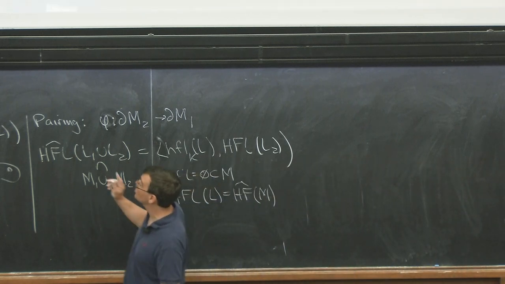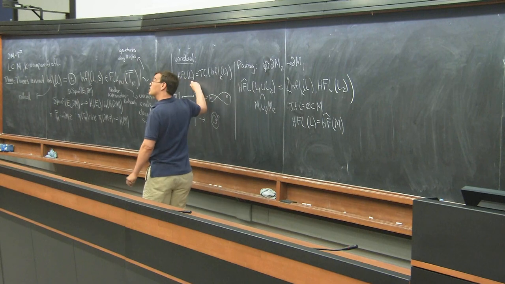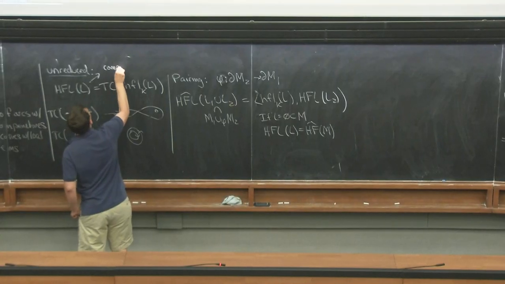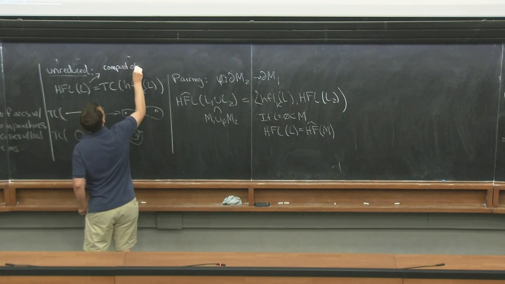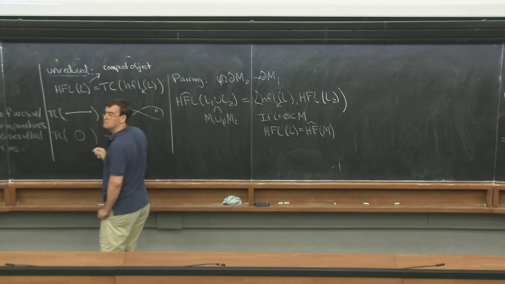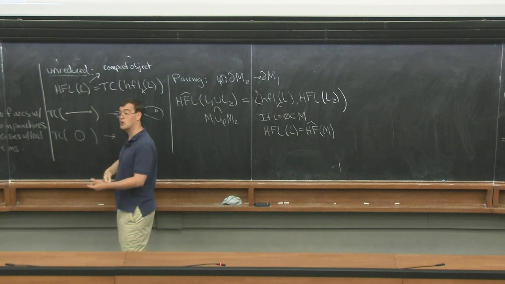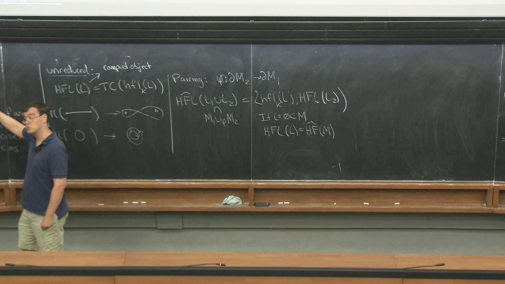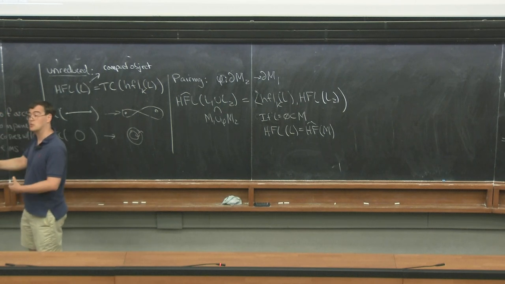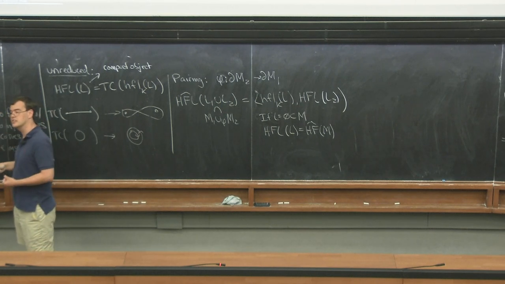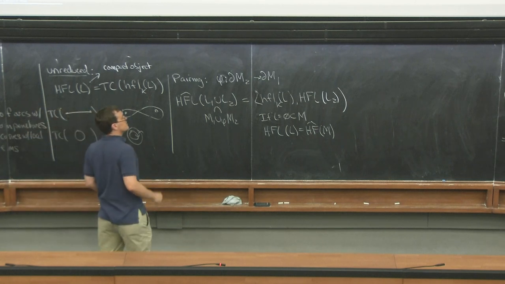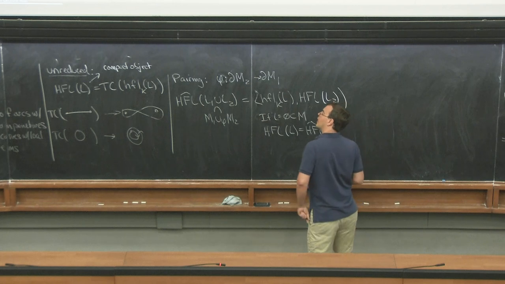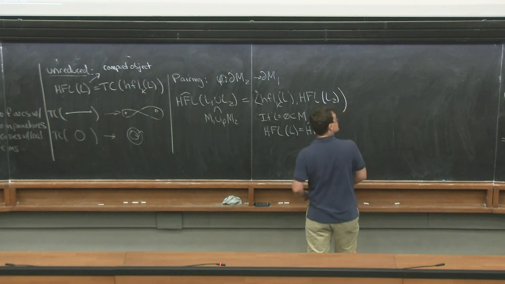Good question, right? So notice that this unreduced homology is a compact object in the Fukaya category. And there's not a well-defined pairing between two non-compact objects once I divide it out by this equivalence relation, but there is a well-defined pairing between a compact and a non-compact. Okay, so it's very important that one of these two things is compact.